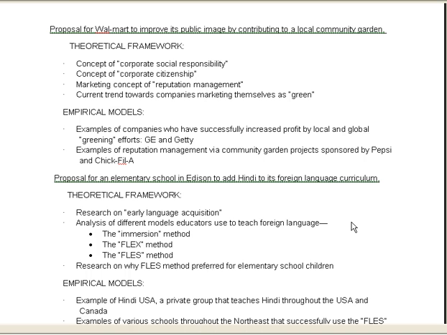So this is finding and using paradigms, part 2. In the last video, we were looking at this example of Walmart improving its public image by using a local public garden, and we mentioned some of the theoretical terms that they found. None of these were really theories, but they were terms that they could define and use to help explain what was happening in the empirical models.